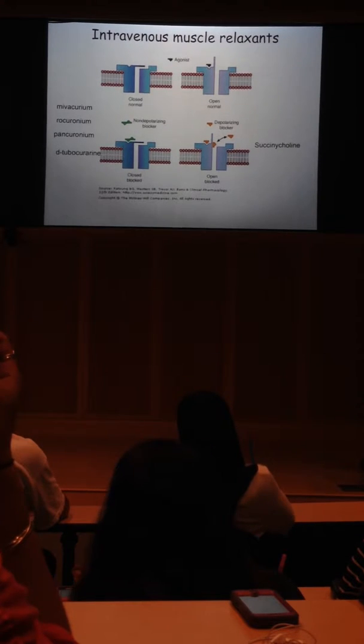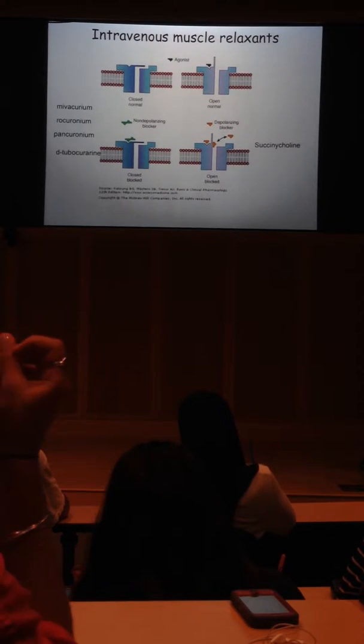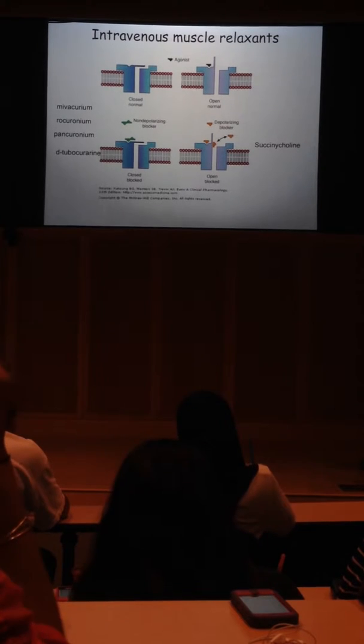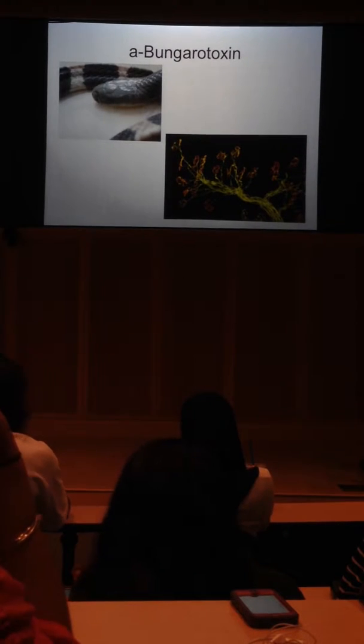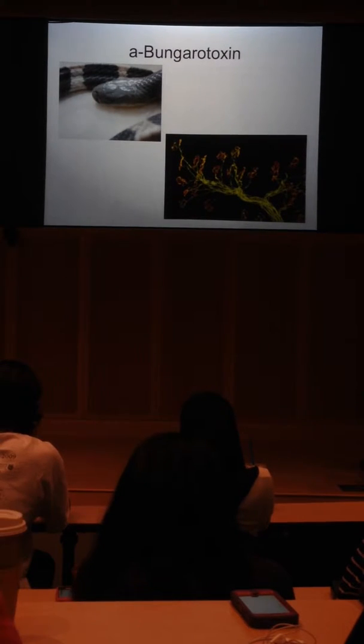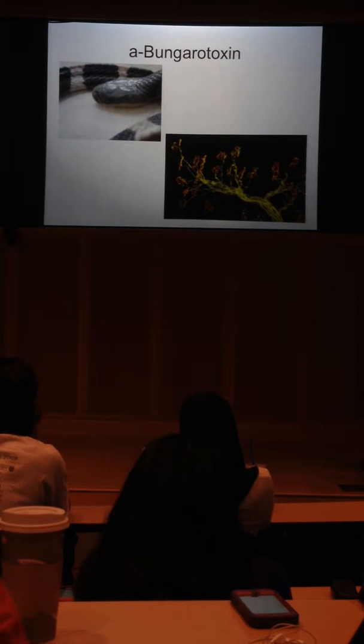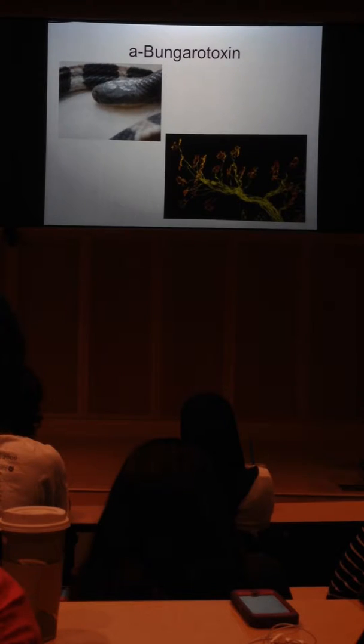Also, toxins have been extremely powerful in understanding skeletal muscle properties. One of them, the most famous one, is called alpha-bungarotoxin. Alpha-bungarotoxin comes from the krait snake found in Taiwan, and is an extremely high affinity toxin for nicotinic acetylcholine receptors. It binds to them almost irreversibly. It means that it will take forever to ever wash it out.